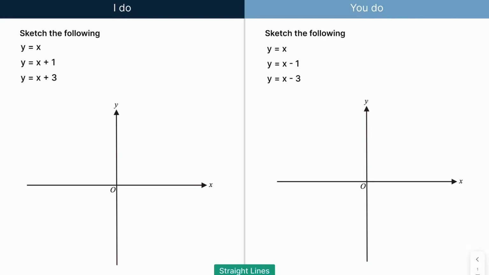Sketching functions is what we're going to look at in this video. So the way my videos work, I'm going to do the example on the left, which is I do. You are then going to press pause, and I've got an example on the right, which is you do. So we are going to start off by looking at sketching these three here.